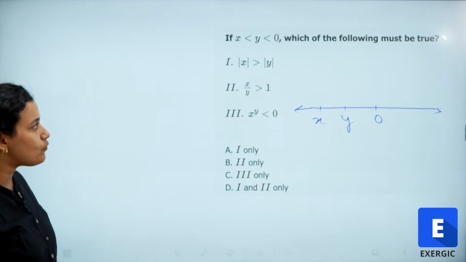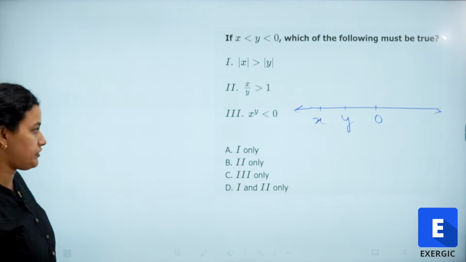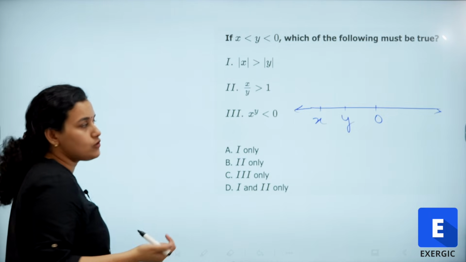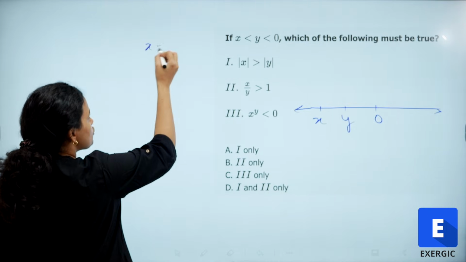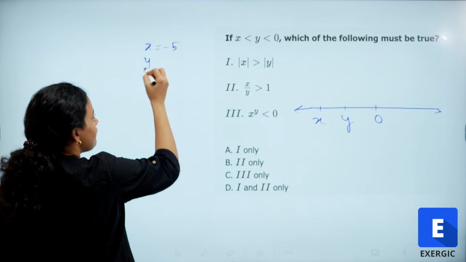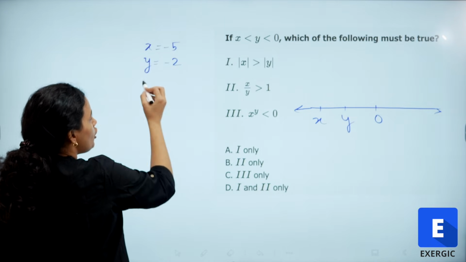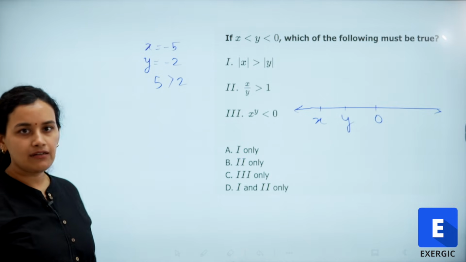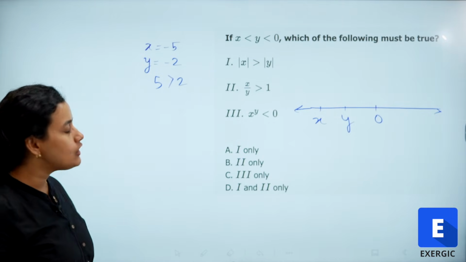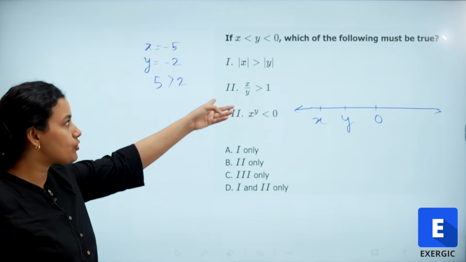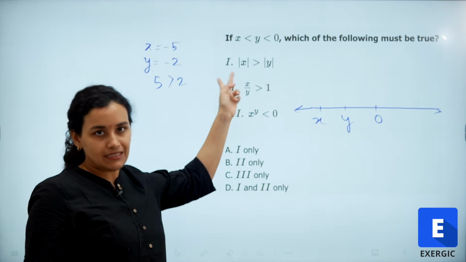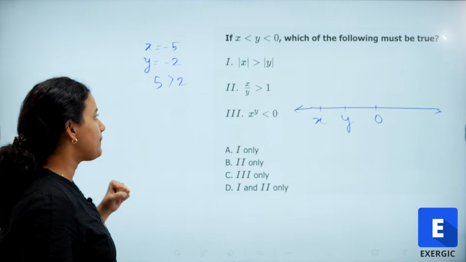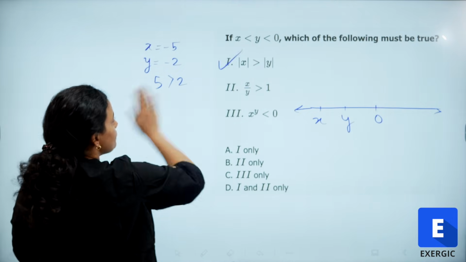The first one is mod of x greater than mod of y. Note that x and y are both less than 0, so they are both negative values. Suppose x is minus 5 and y is minus 2. Mod of x is going to be 5, which is definitely greater than mod of y. For any value this is going to hold true because x negative is lesser than y negative, so when I take the mod, it invariably becomes greater. So 1 has to be true.